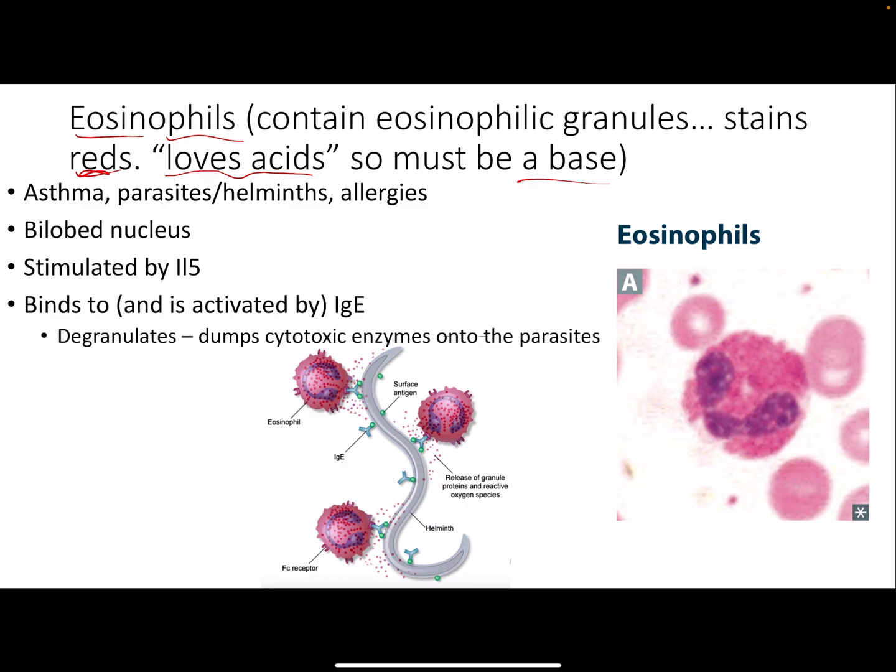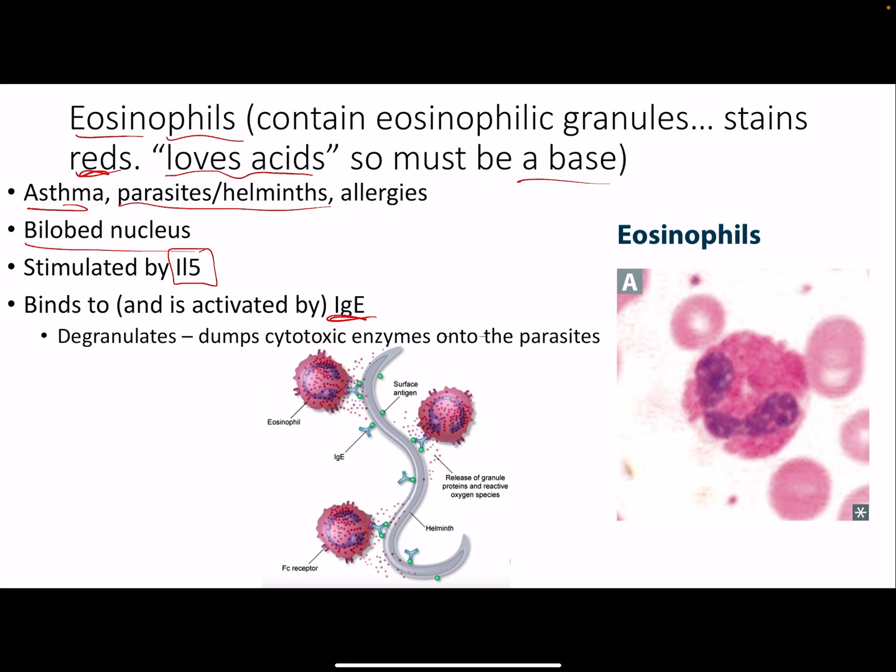These are going to play a role in asthma. They're going to play a role in parasites and allergies too, to some extent, but I would say more the asthma. They have a bilobed nucleus, very similar to the basophils, stimulated by IL-5. And they're activated by IgE. That's really important to know, is that eosinophils are activated by IgE.